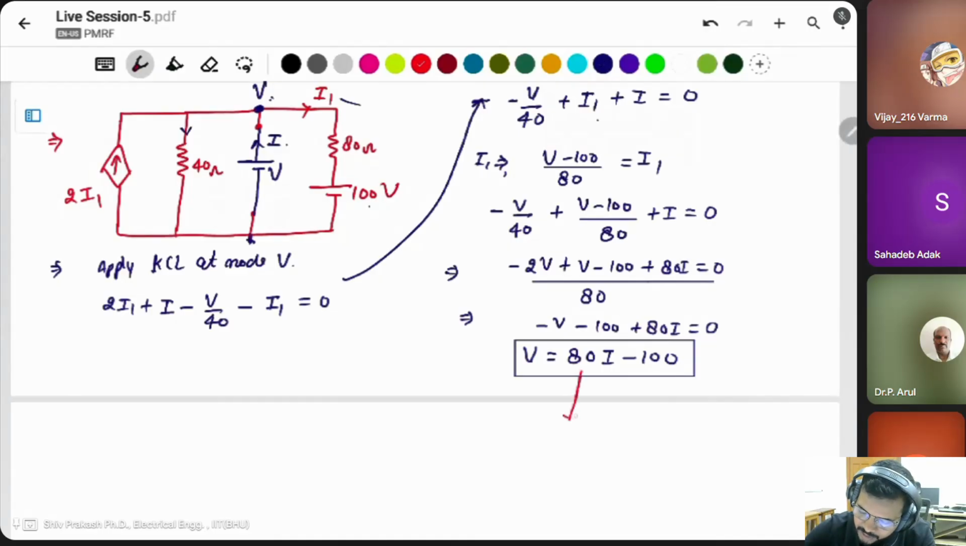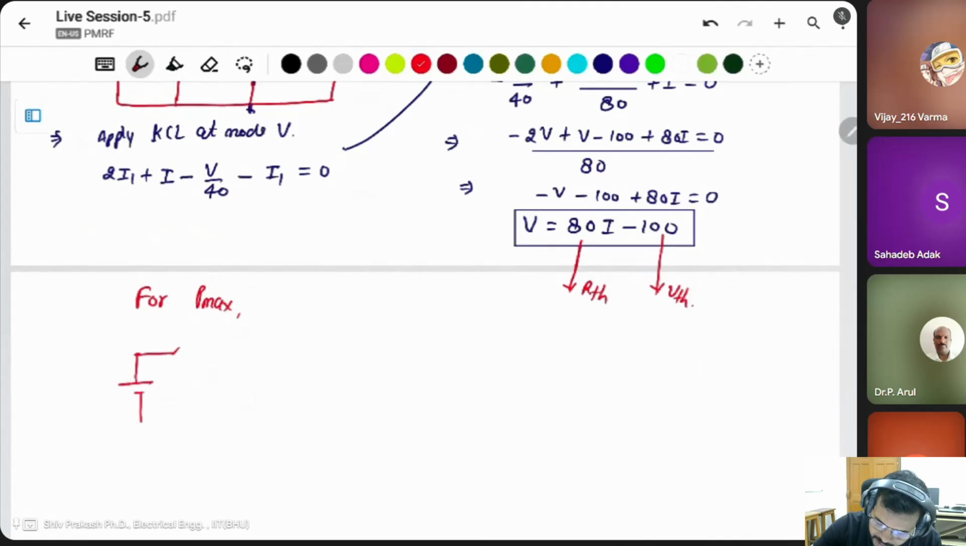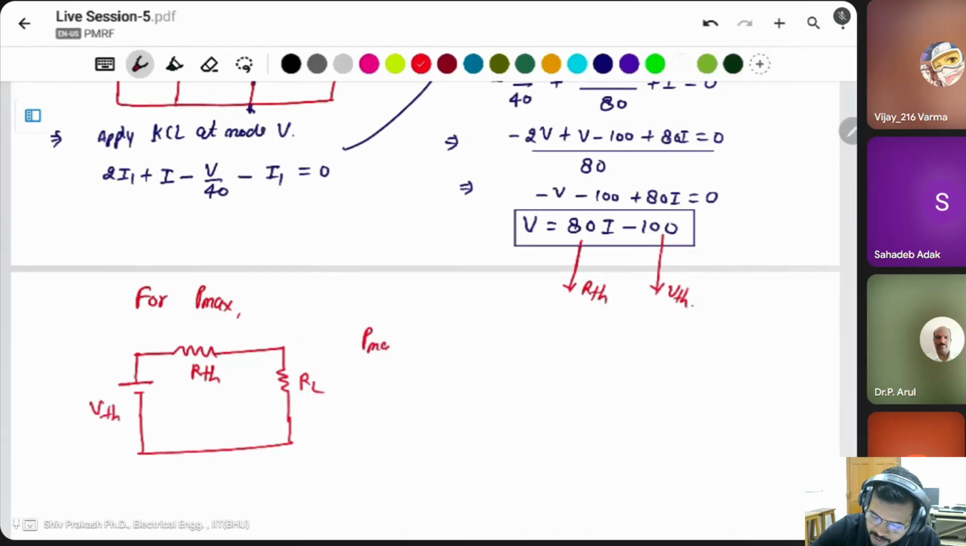It means 80 is the RTH and minus 100 is the VTH. Minus 100 means the sign of the voltage is reversed. And you know, for the maximum power, this circuit with VTH and RTH looks like this: VTH, RTH and RL. Then you know about P max. For P max, RL should be equal to RTH. RTH is given here, then RL is equal to 80 ohm, same as the RTH for maximum power transfer.